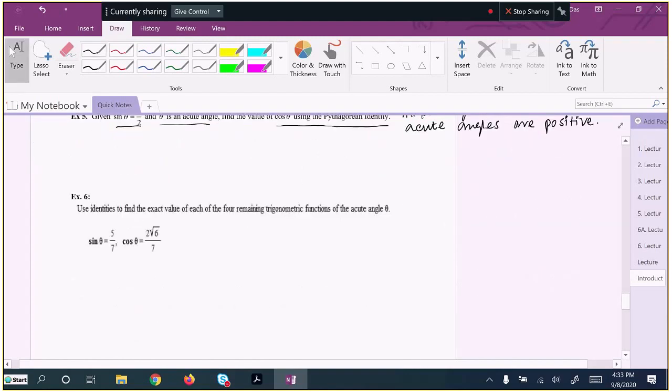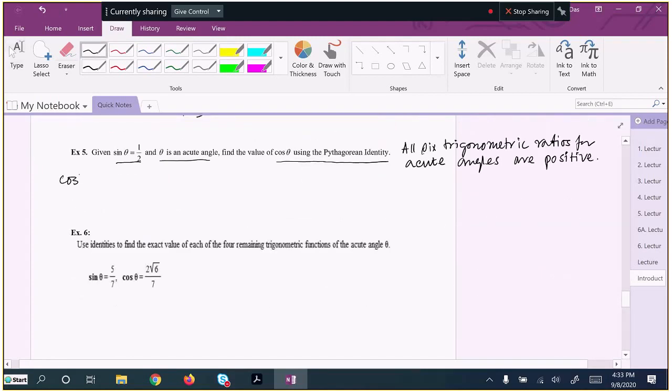So let's use that. So I will say cosine squared theta equals 1 minus sine squared theta. So that is 1 minus, sine theta is 1/2, I'm going to square it. So I get 1 minus 1/4, which is 4 over 4 minus 1 over 4, finding a common denominator. So that is 3 over 4. I take the square roots on both sides. So I get the square root of cosine squared theta equal to the square root of 3 over 4.